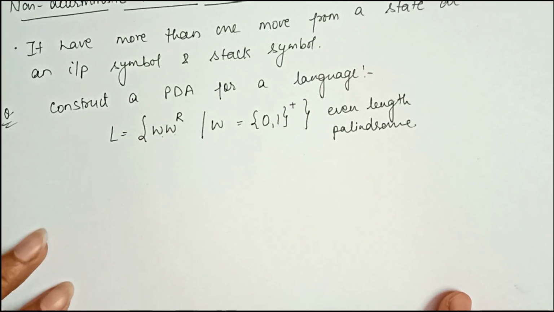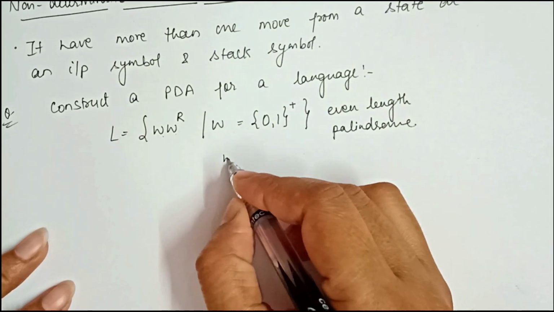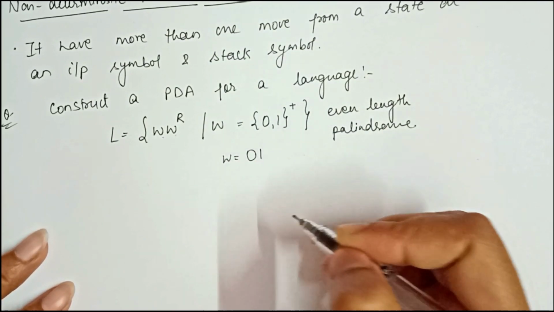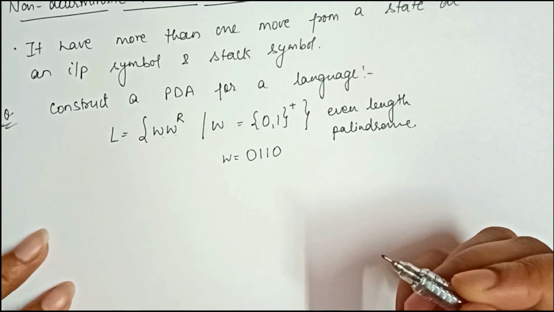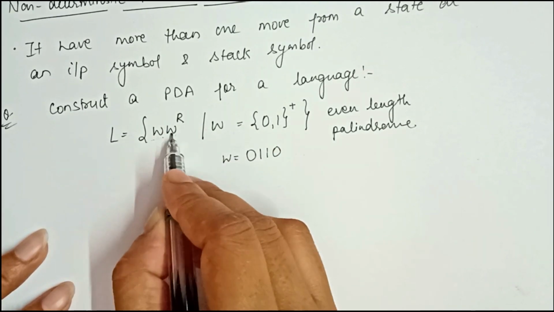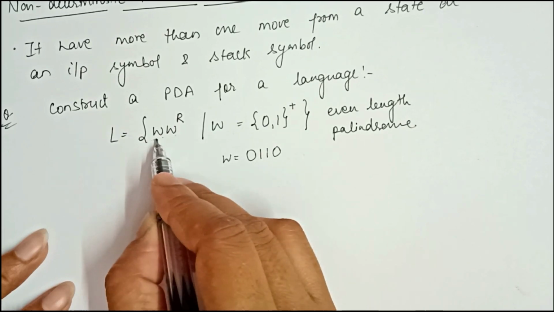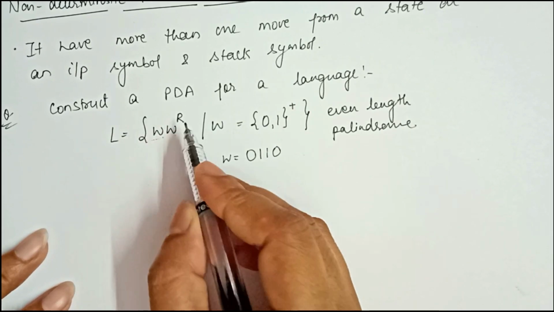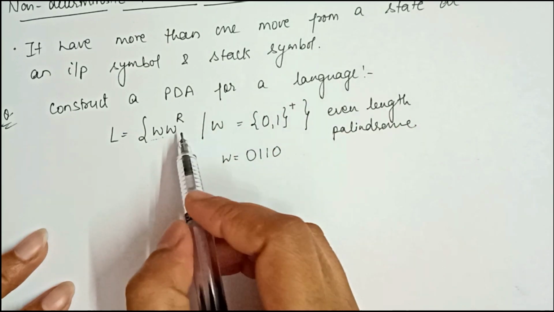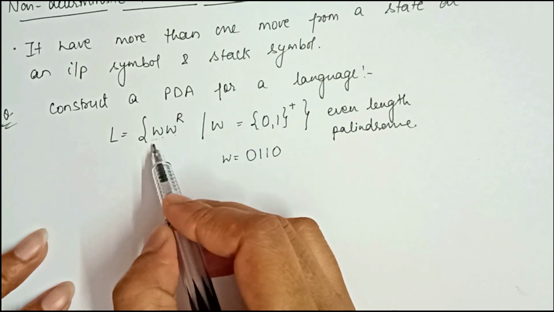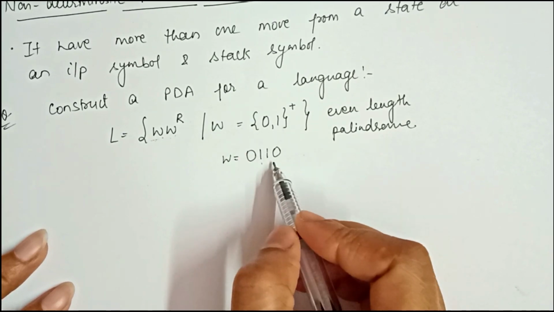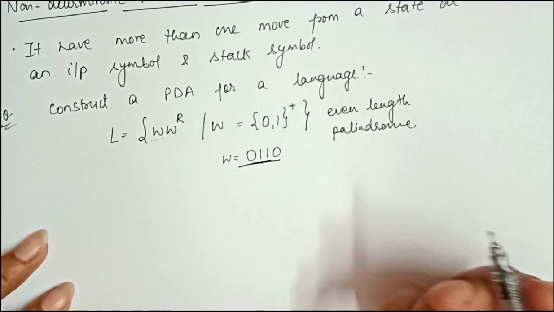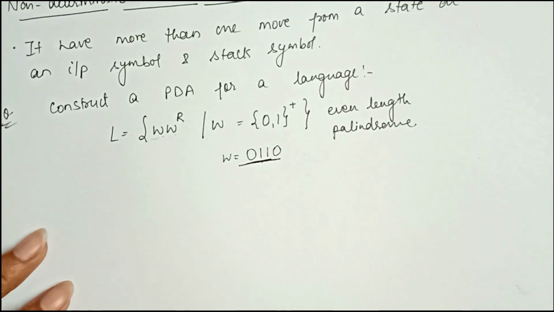Even length palindrome means if W is 0 1, then W^R is 1 0, the reverse of this W. R is reverse. So if W is a string, then W to the power R is the reverse of that string. If W is 0 1, then W to the power R is 1 0, so it is an even length palindrome. We have to construct a PDA for this type of language.